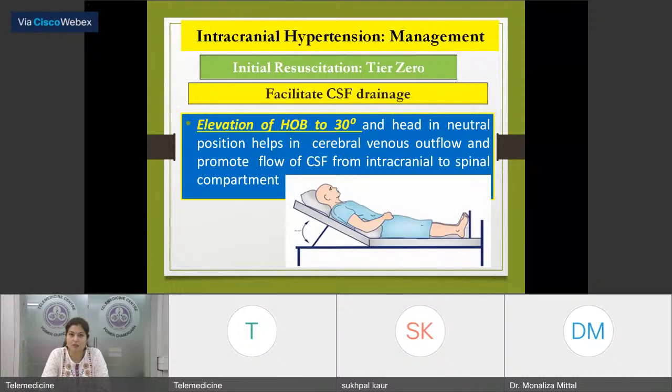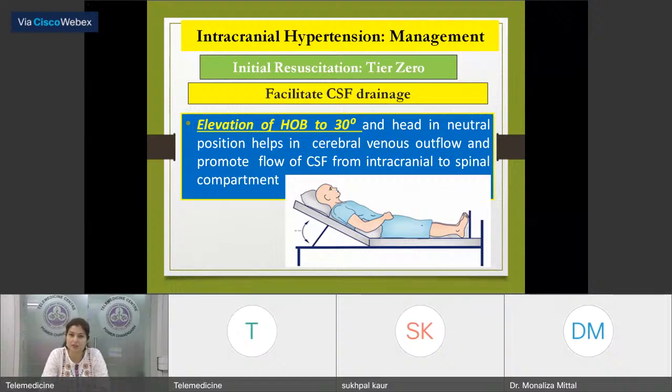After maintaining the ABC, the next definite measure is elevation of the head of the patient to 30 degrees. It is often seen that patients are lying in the supine position, which should not be the case. Make sure you do not elevate the head in patients who are suffering from spinal injury, because that may damage the tissues of the patient. But once it has been ruled out by CT or MRI that the patient is not suffering from cervical spine injury, the head of the patient has to be elevated to 30 degrees.